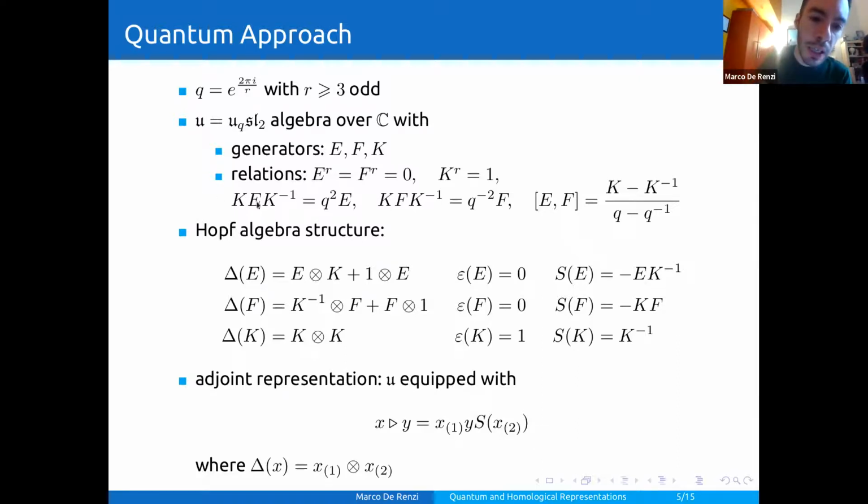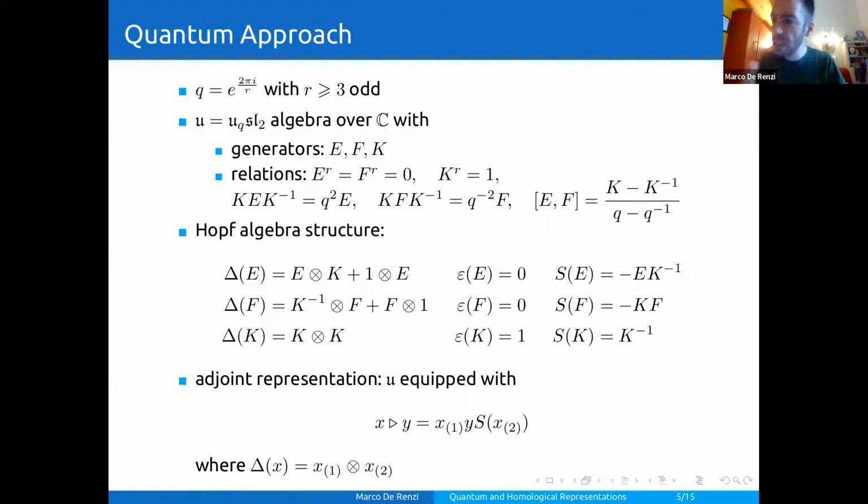Then conjugating E by K gives Q to the power 2 times E. Conjugating F by K gives Q to the power minus 2 times F. And the commutator between E and F is given by K minus K inverse over Q minus Q inverse. Right. So this is an algebra, a finite dimensional one, as I said, and it can be turned into a Hopf algebra by defining a coproduct delta, a counit epsilon, and an antipode. So these are linear maps. This one goes from U to U tensor U. This one goes from U to the base field, and this is a linear endomorphism of U.